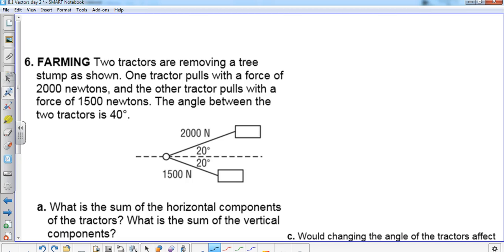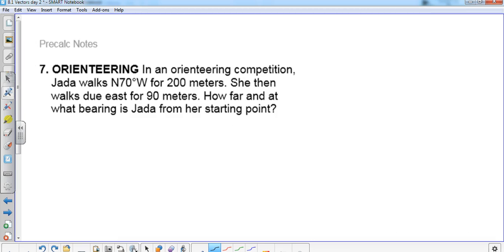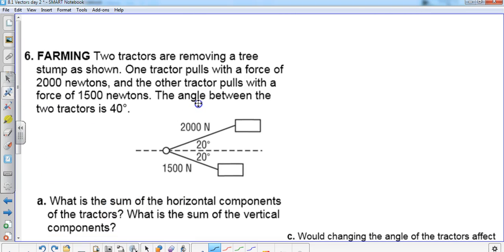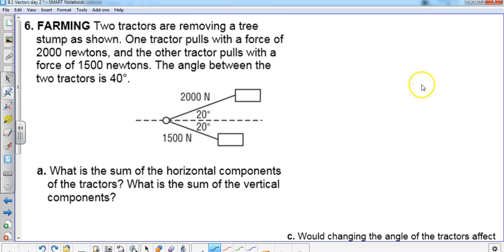All right, guys. Can I ask you to attempt to break this into components, please? And I'm going to wander around for a minute because too many of you are sleeping. Find the components for tractor 1 and find the components for tractor 2, and then add them together and see what you get.